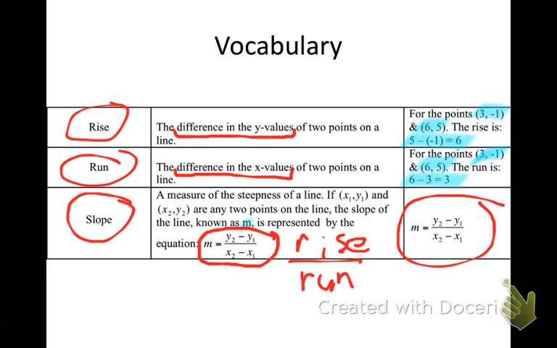Okay, but again, change in y over the change in x. All right, and then always simplify. Always simplify, please.